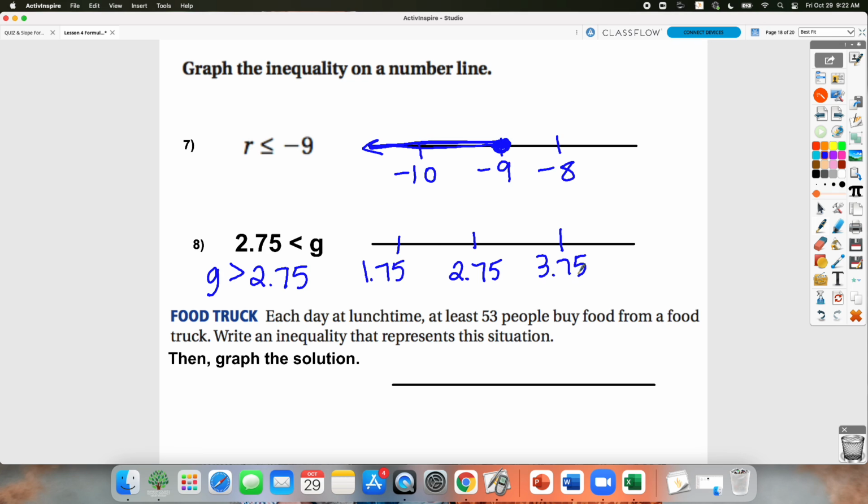Okay. And then, River, what kind of circle do I need on 2.75? An open circle. Absolutely. And what direction do I need to shade? The right. Absolutely.